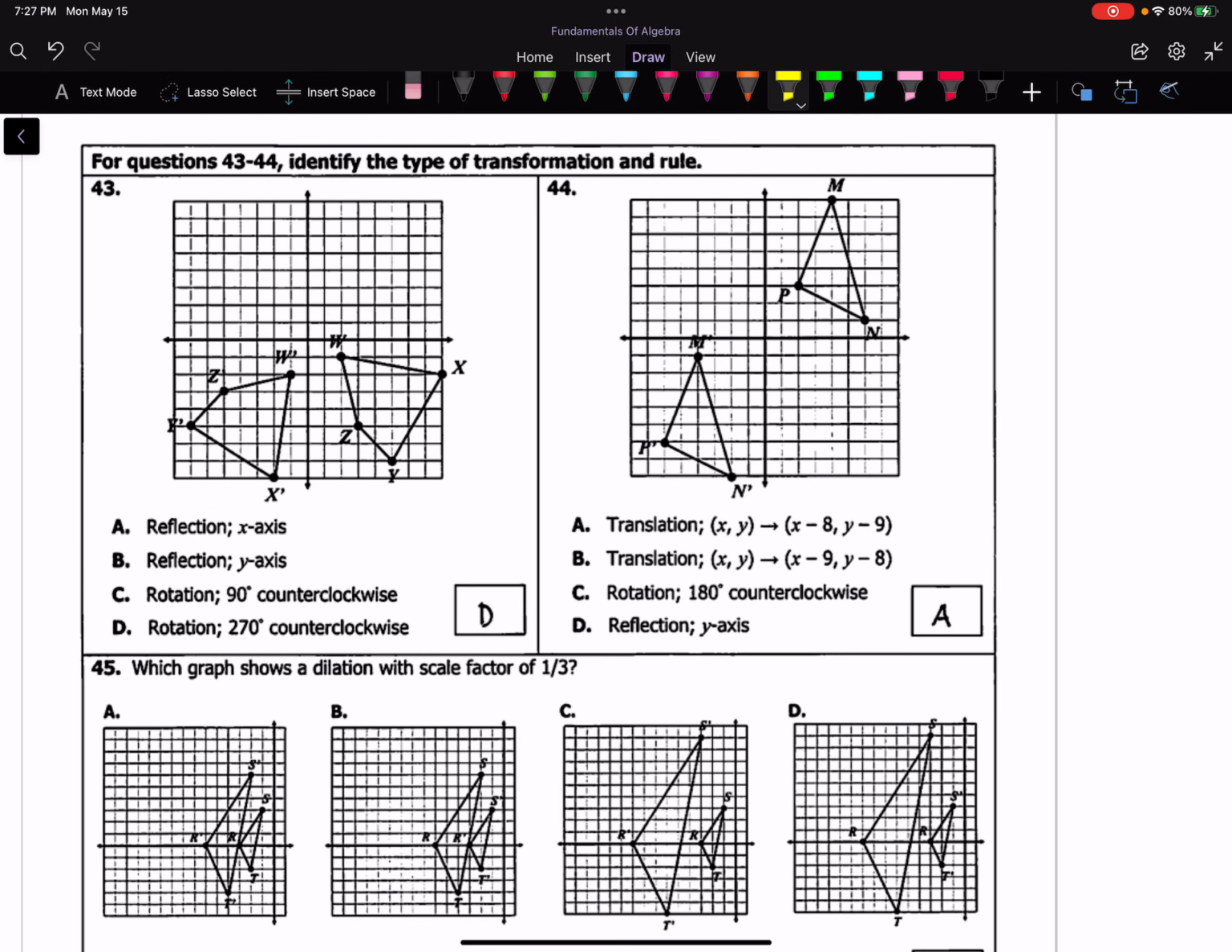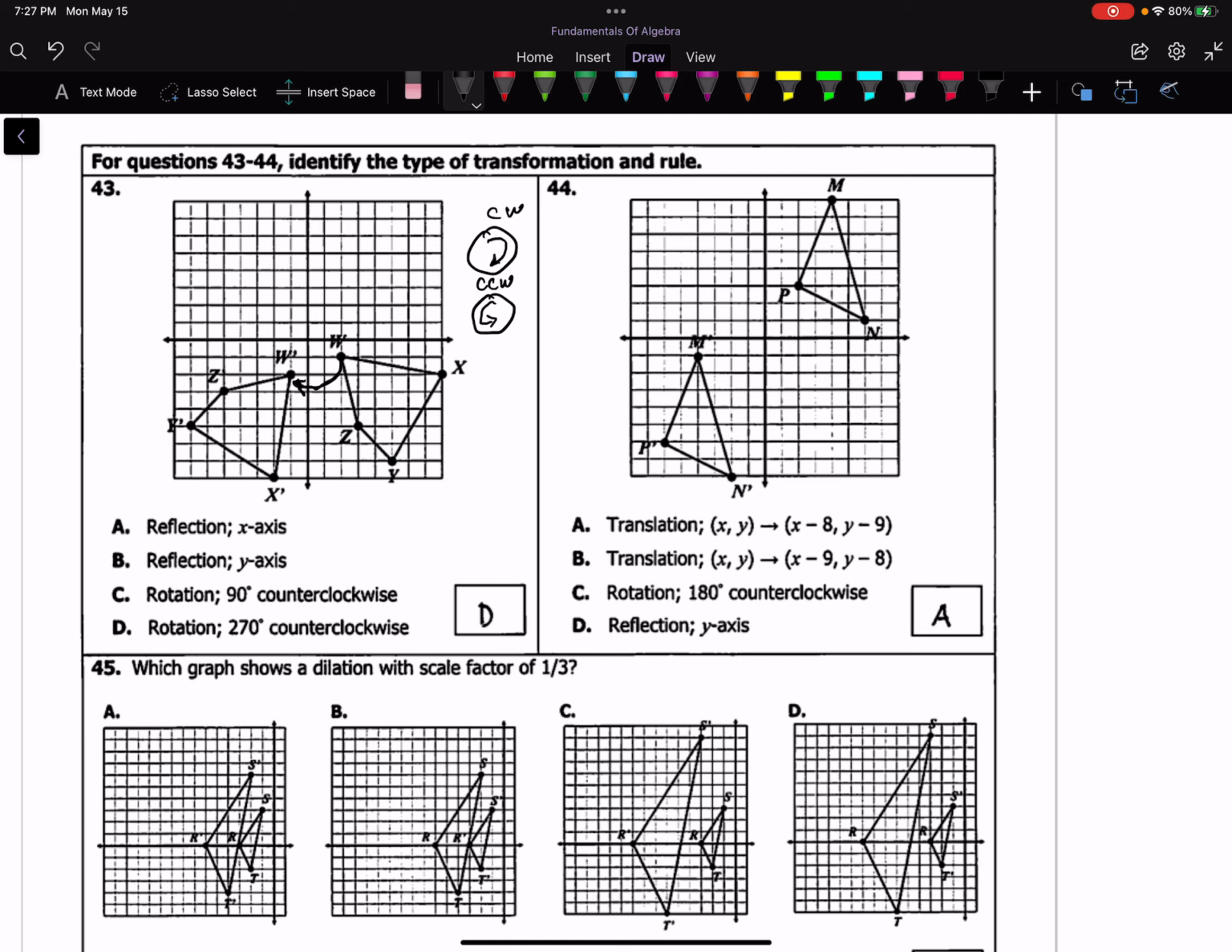43, identify the type of transformation. Well, what transformation did we do here? We see we didn't reflect it. It's not straight across, so it's not a reflection. It must be a rotation, and if we rotated this direction, remember, here's a clock. This is the way the clock hand goes. That's clockwise. This is the way the clock goes counterclockwise. So which way did we go?